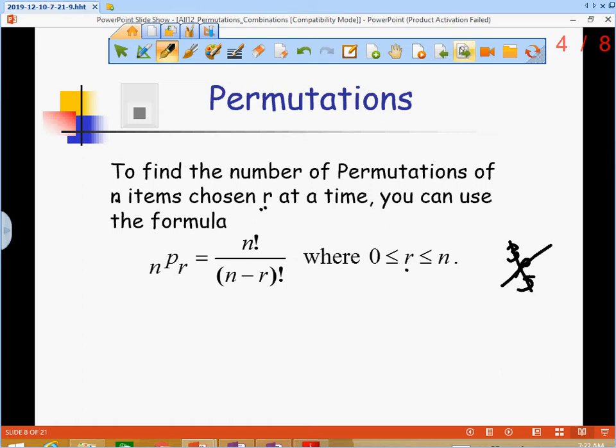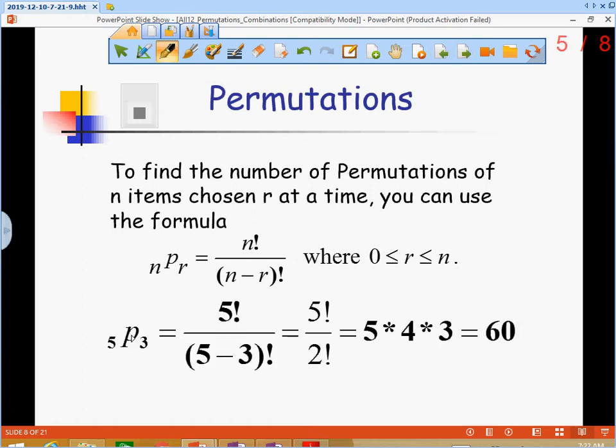For example, 5P3 means choosing 3 items from 5. It's 5 factorial over the difference between 5 and 3, which is 2 factorial. The answer can be written as 5 factorial over 2 factorial, or can be written as 5 by 4 by 3.